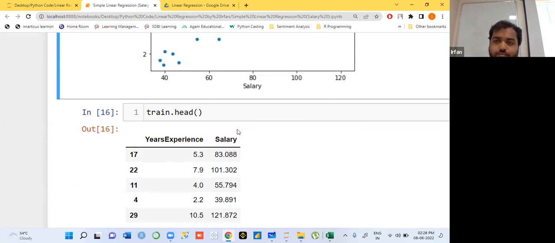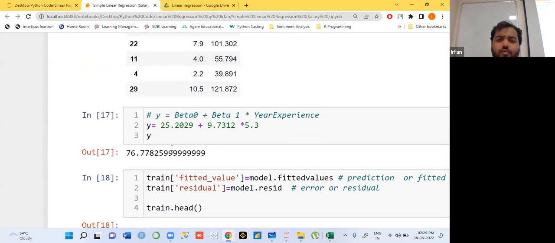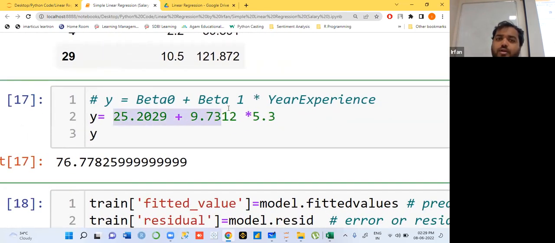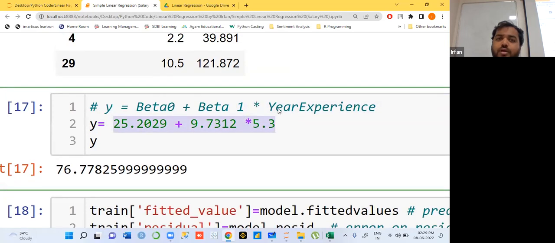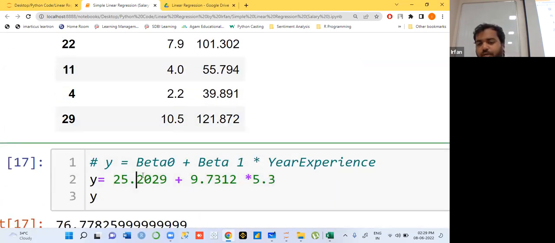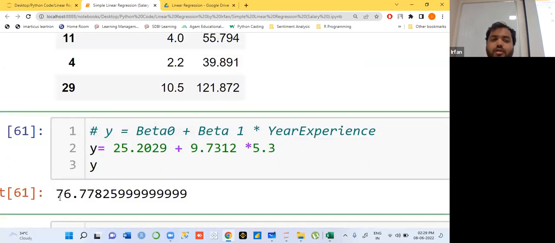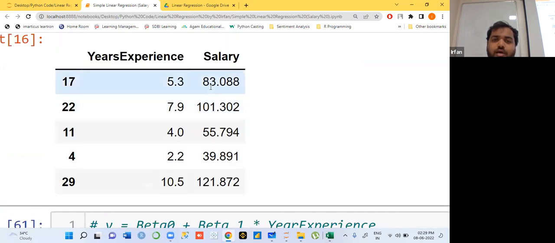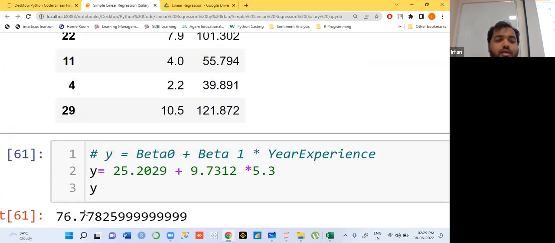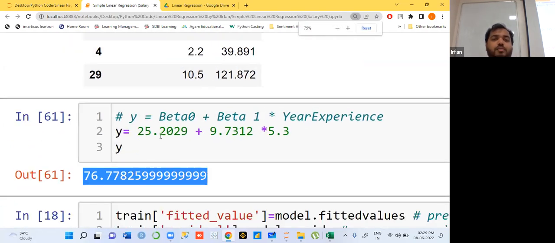To make the plot, we require residual and fitted value. Guys, on screen. What is this one, guys? This means model. Beta naught, beta 1 into. Let's do prediction for the first row. What is the first value? 5.3. How much do we predict, guys? What is the actual salary he is earning? 83. And how much should he earn? Can I say he's getting more salary?